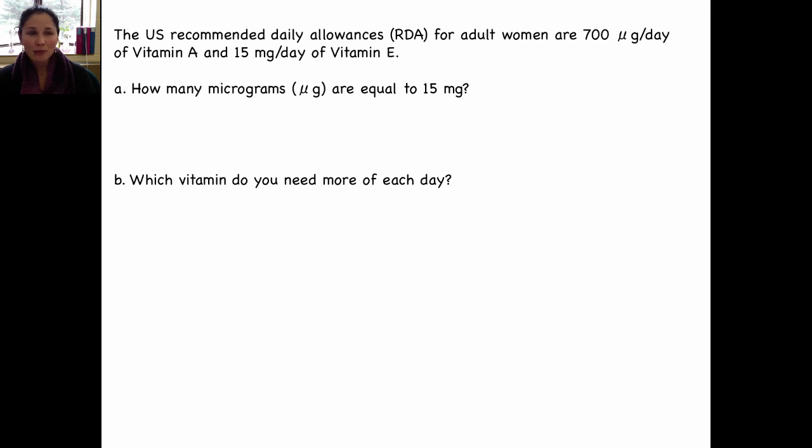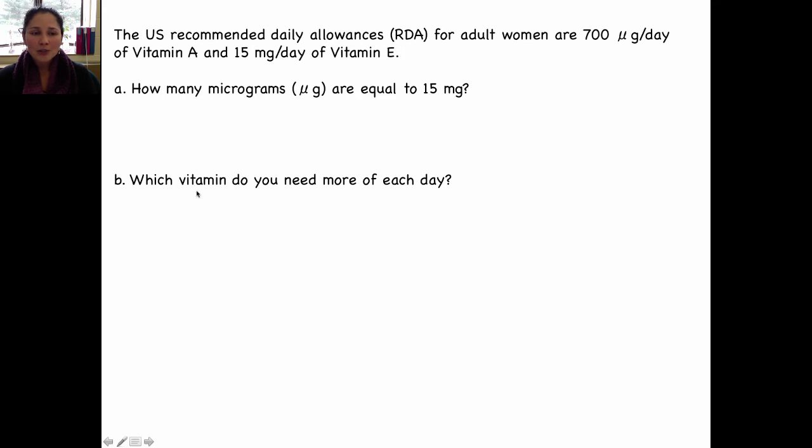Let's do a problem as an example. This is number 4 in your activity. This problem says that the U.S. recommended daily allowance for adult women are 700 micrograms per day of vitamin A and 15 milligrams per day of vitamin E. How many micrograms are equivalent to 15 milligrams? And which vitamin do you need more of each day?